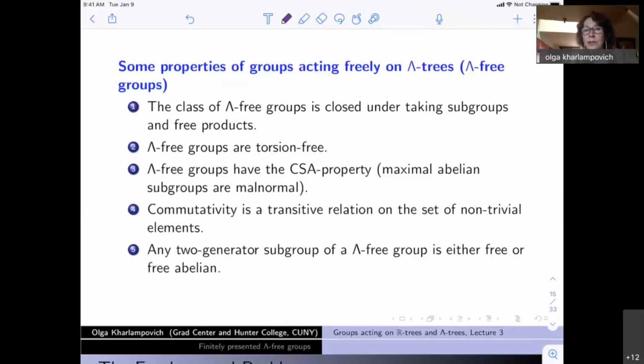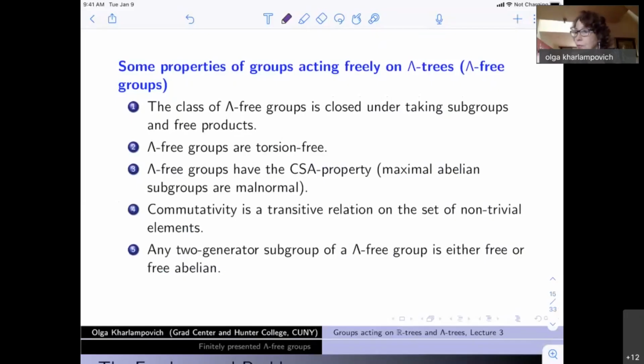So the class of lambda free groups is closed under taking subgroups and free products. Certainly, if the group acts freely, then the subgroup also acts freely on the same lambda tree. Now, lambda free groups are torsion free. Lambda free groups have the so-called CSA property. This comes from conjugacy separated abelian. So maximal abelian subgroups are malnormal.